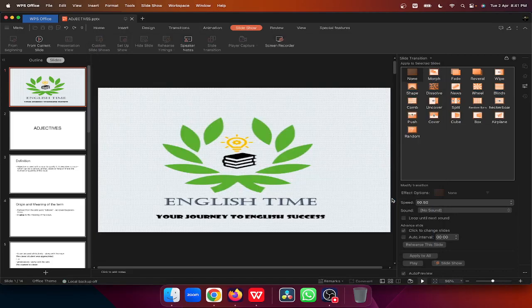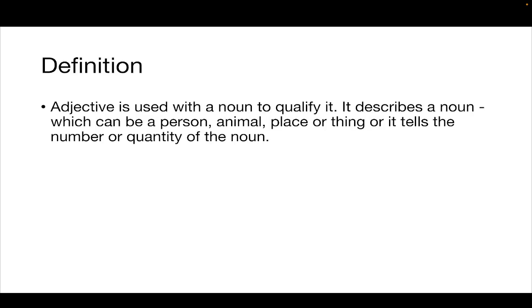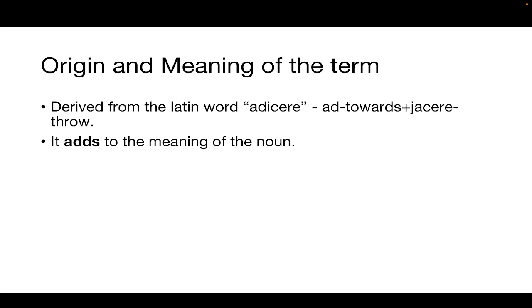This is English Time, and in this session we're going to learn about the adjective. What is an adjective? An adjective is used with a noun to qualify it. It describes a noun. A noun is a part of speech which can be used for naming a person, animal, place, or thing. So an adjective is used to describe a noun, or it tells the number or quantity of the noun.